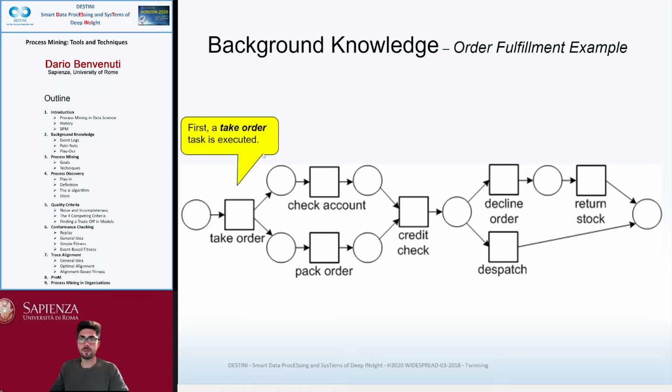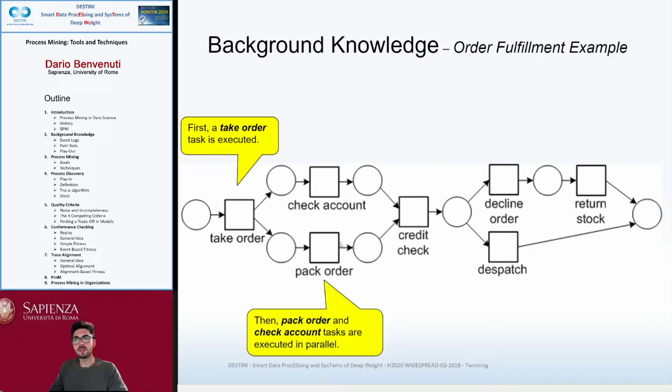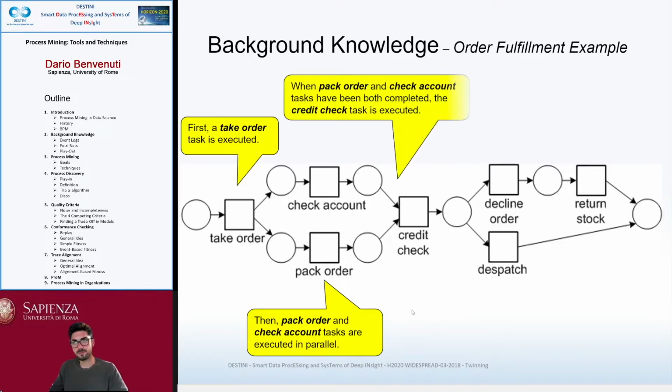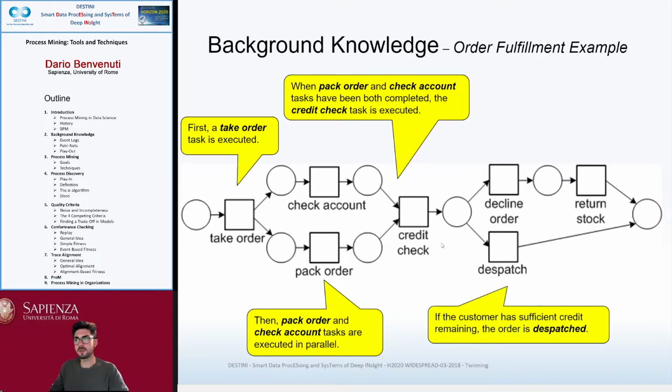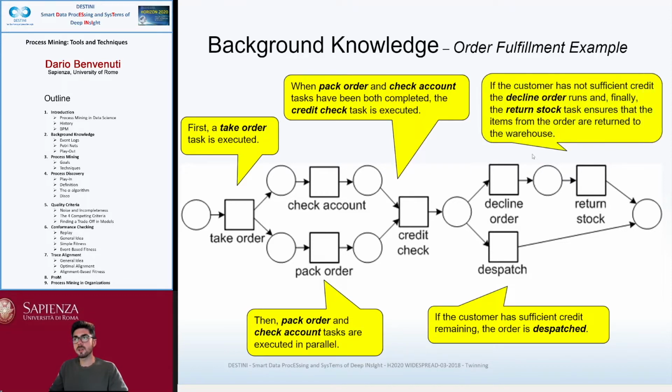And as you can see, first a take order task is executed. And then there are two activities, check count and back order, which are executed in parallel. Then, when both activities have been completed, we can execute the credit check activity. And then there is a choice. If the customer has enough credit, then the order is dispatched. If the customer does not have enough credit, the decline order activity will be executed, and then it will be followed by a return stock, and the process will end.